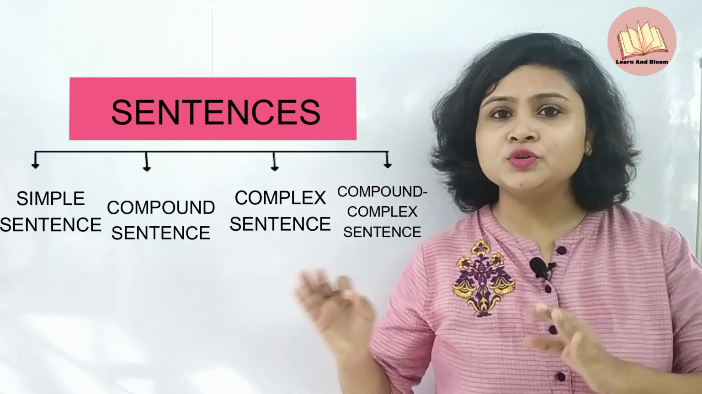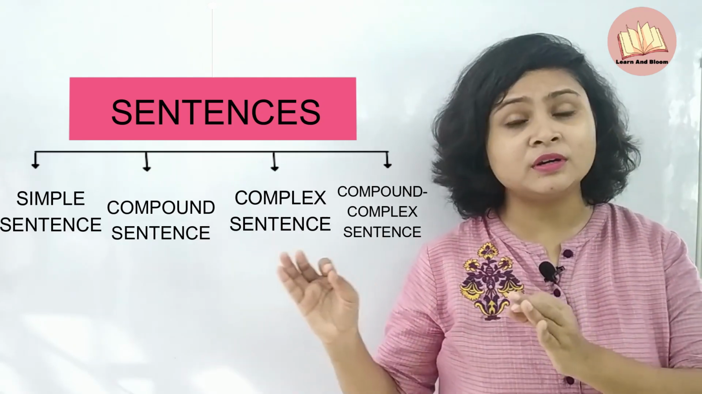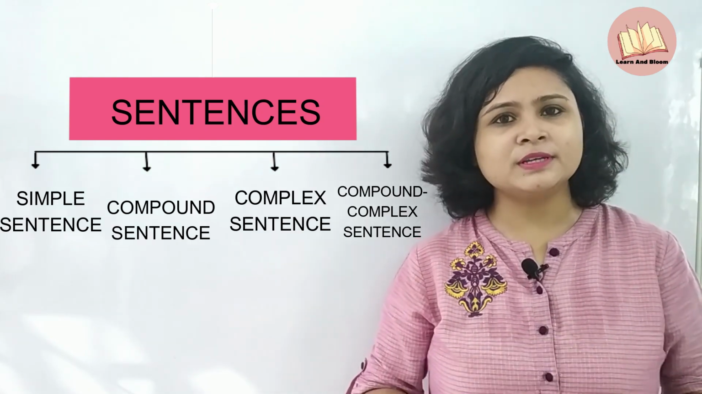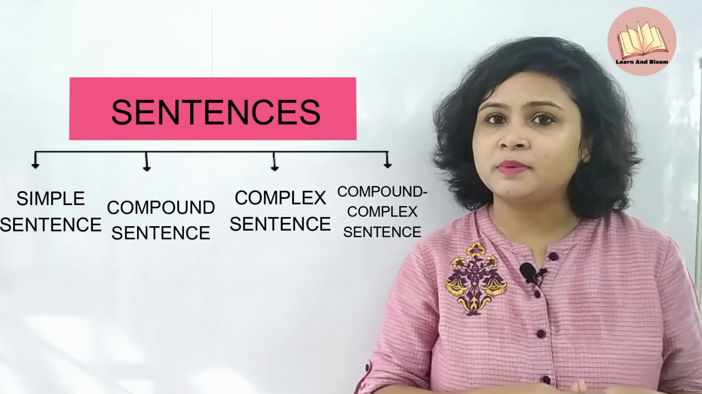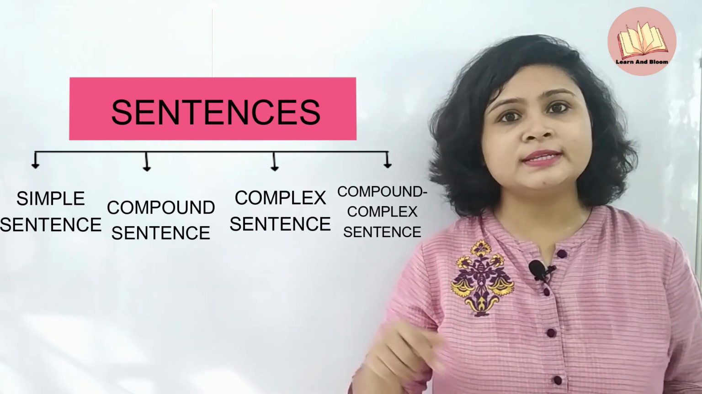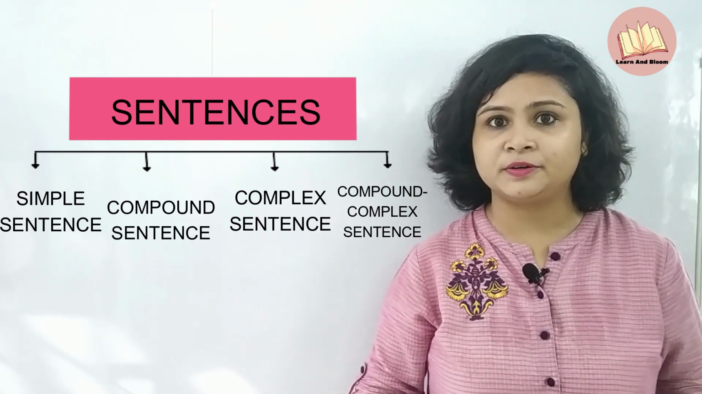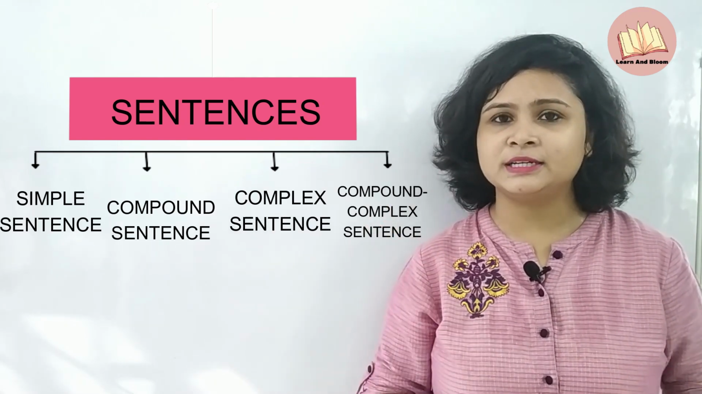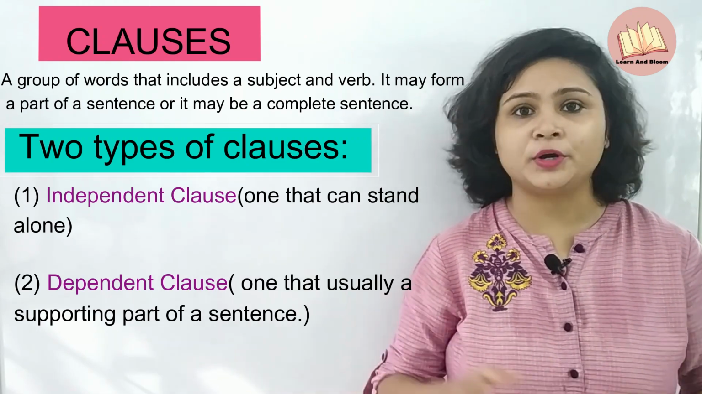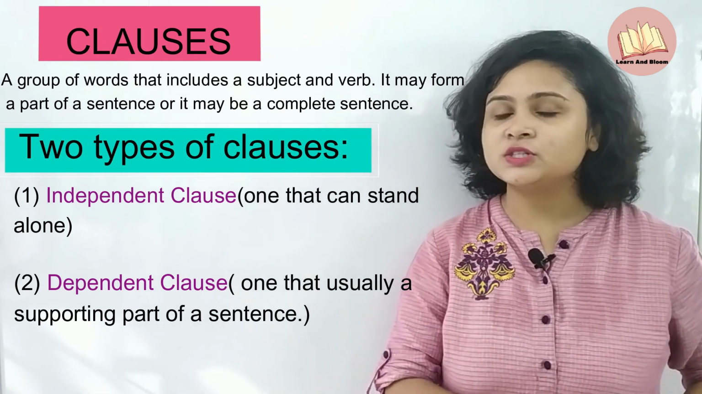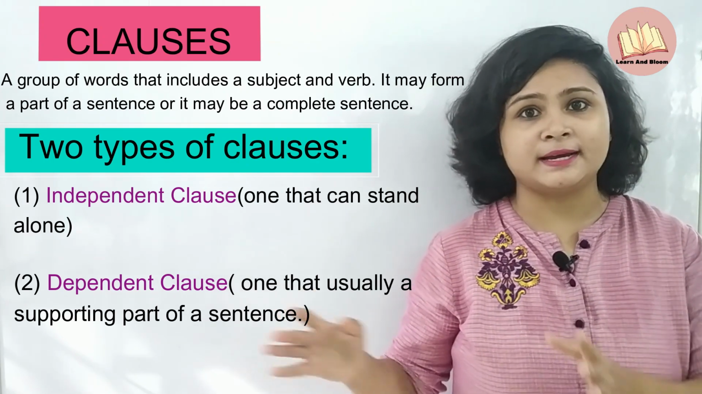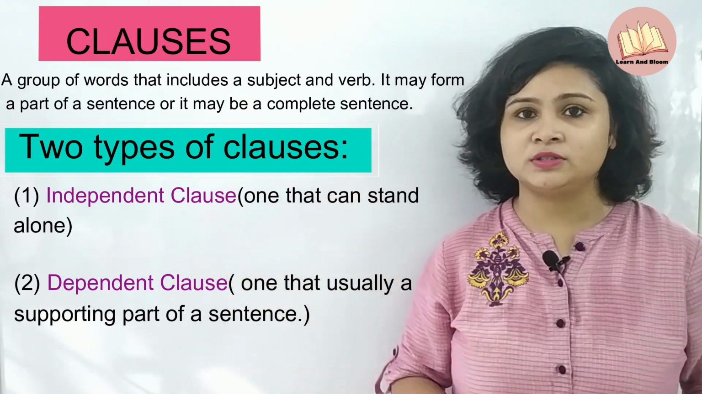Now see, if we want to know about sentences, we must have a clear idea about clauses. What are clauses? In my previous video, I have already made a discussion about clauses and its types. If you have not gone through the video yet, you can go to the description box below and check the link there. Now I am giving you a brief idea about clauses. Clauses consist of a subject and a verb. It can be a complete sentence or it can be a part of a sentence. We divide clauses into two main types: independent clause and dependent clause.